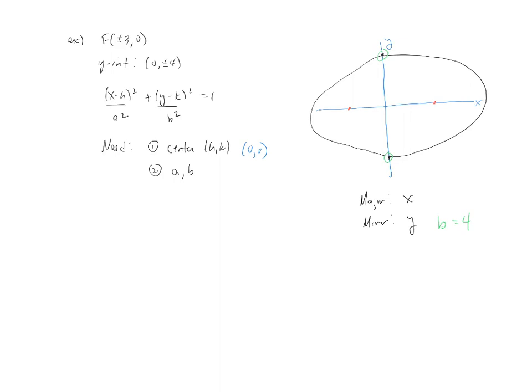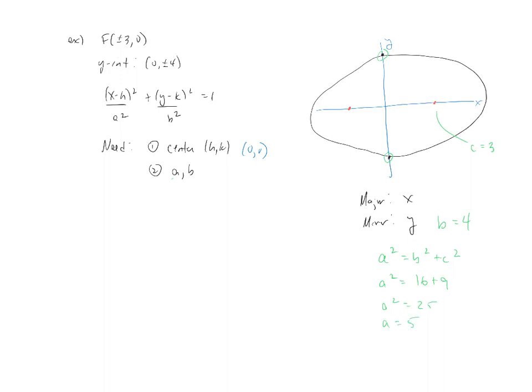Now, once we have b, and we also have c for that matter, don't we? The c, coming from the picture, c would equal 3. We can now use our secondary formula, a squared equals b squared plus c squared, to find the last piece that we're missing, which would be a. So a squared equals 16 plus 9, a squared equals 25, or a equals 5.